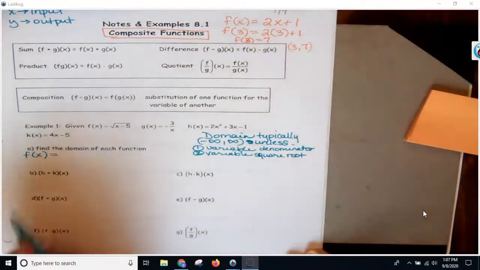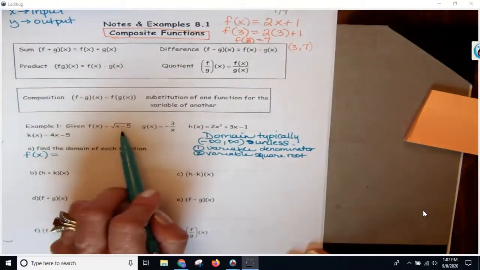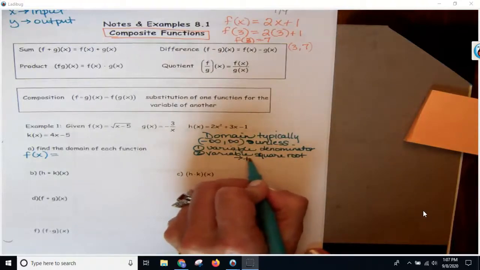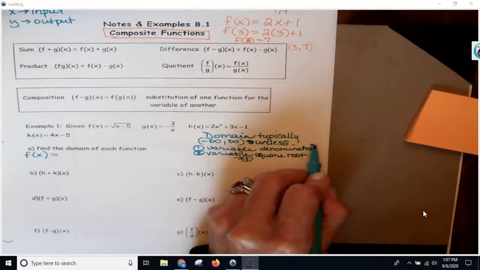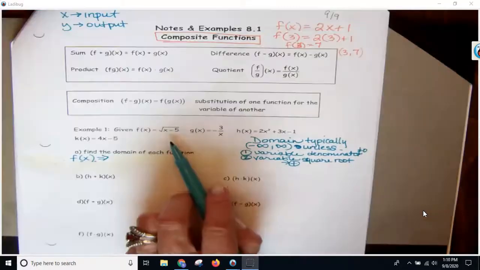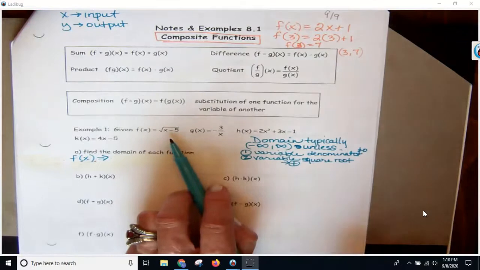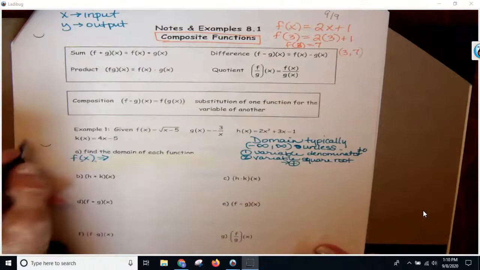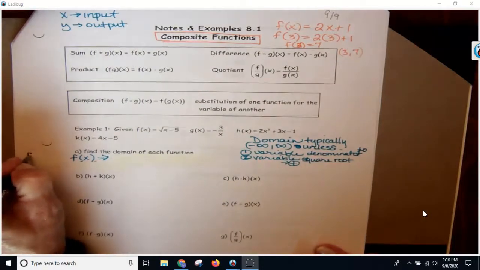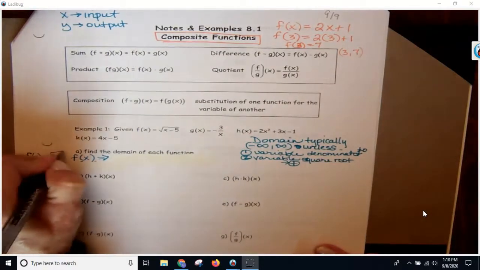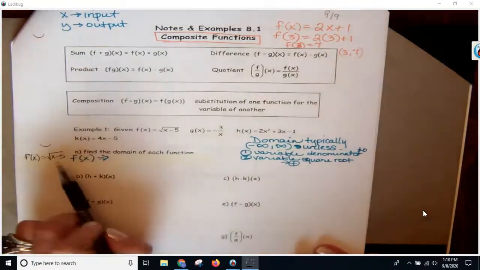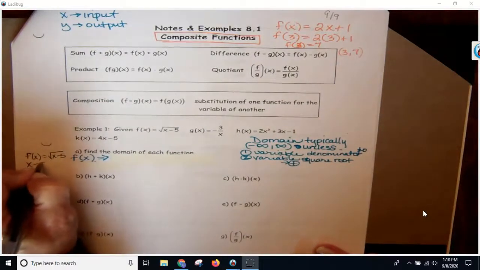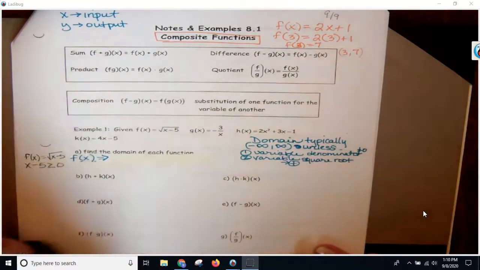Okay, so for f of x, we have a variable under the root because we know that this always has to be positive, and we know that the denominator cannot equal 0. So given f of x is the square root of x minus 5, I'm going to write that as f of x equals the square root of x minus 5. We know whatever's underneath here has to be positive. So x minus 5 has to be greater than or equal to 0.